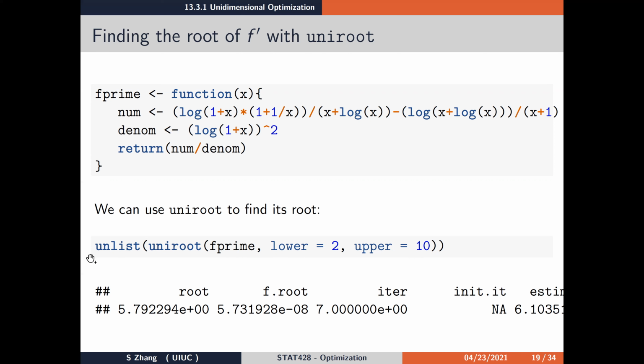We can also try to find the root using the Newton-Raphson method we have learned. Strictly speaking, to find the root of f prime using Newton-Raphson, we need to find the derivative of f prime, which is f double prime. In other words, we need to find the second derivative of the f function. Here, instead of trying to find the analytic formula for the second derivative, we will numerically approximate the second derivative using numerical differentiation.